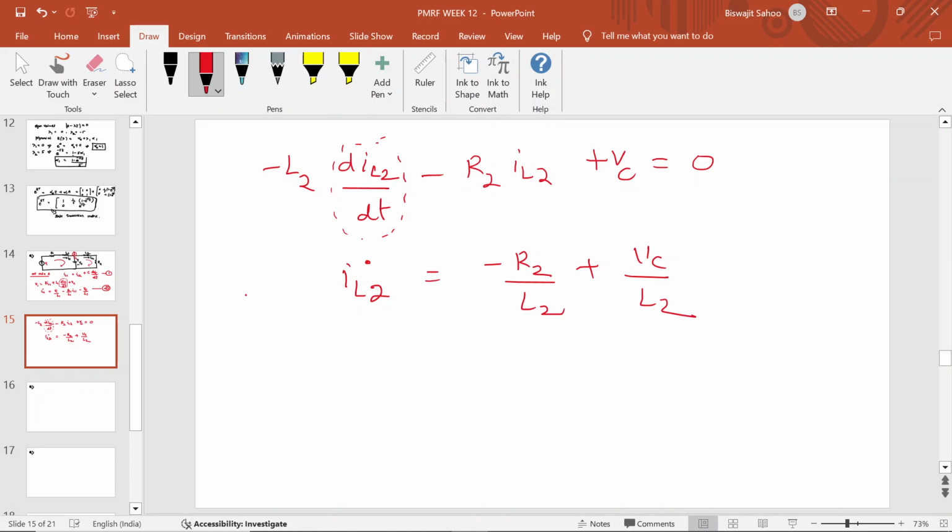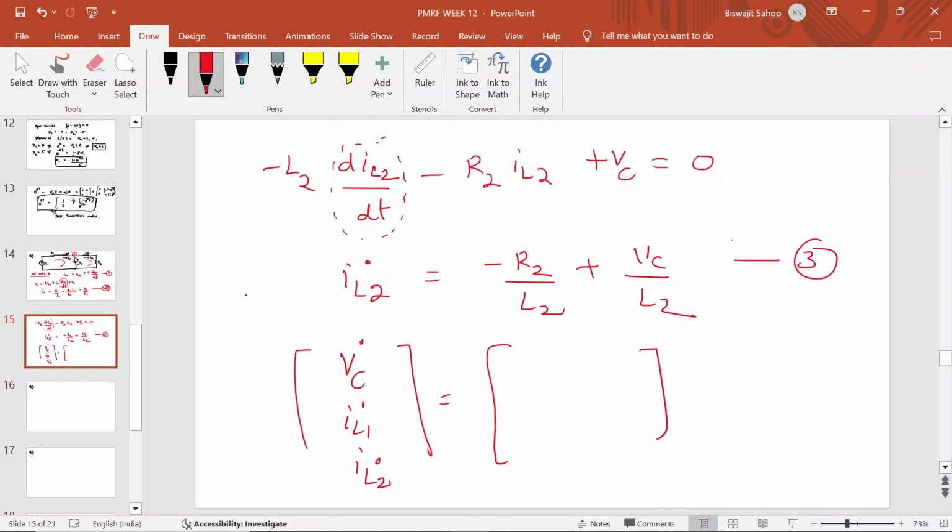Now here are three matrices: one is Vc star, IL1 star, IL2 star. There are three equations for you. Now it is your job to find out what the A matrix is, in terms of Vc, IL1, IL2. This is very simple, just apply KCL and KVL. Find out the matrices A, B, C.